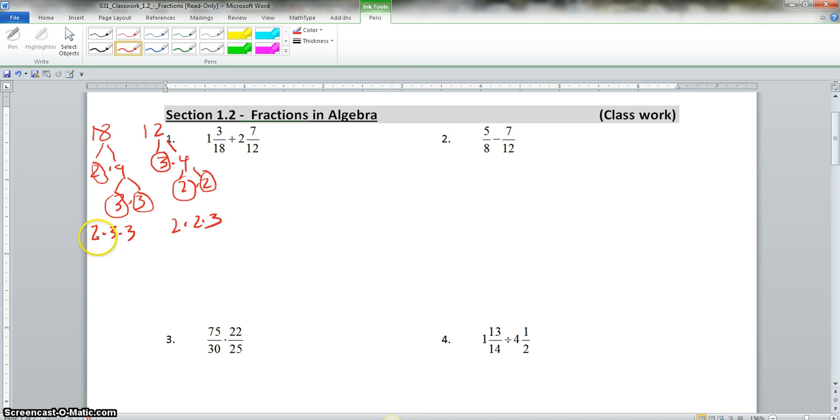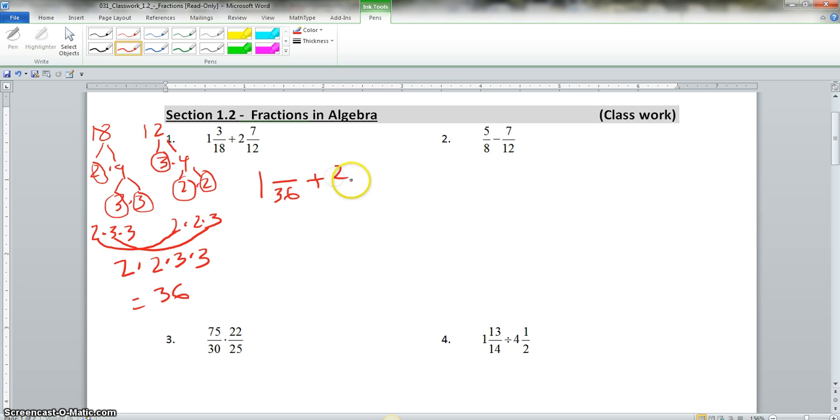Now what we would do is this here. We match up these two 2's, we count it once. We have 1 2 left over. That takes care of our 2's. Now we have matching 3's here. We bring down 1 and we have 1 extra. So when we multiply this, 2 times 2 is 4, times 3 is 12, times 3 is 36. So our least common denominator will be 36.